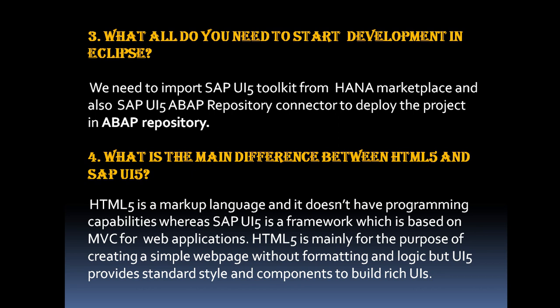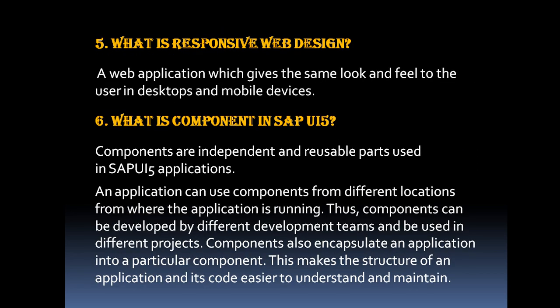And then HTML5 is basically to create a simple web page with no logic, but UI5 is a complete package covering all the technologies, that is HTML5, CSS3, JavaScript, jQuery and all these, and XML views. So SAP UI5 is a whole lot of package, so that is the reason why we call it a framework based on MVC architecture, whereas HTML5 is used to create a simple web page, right?